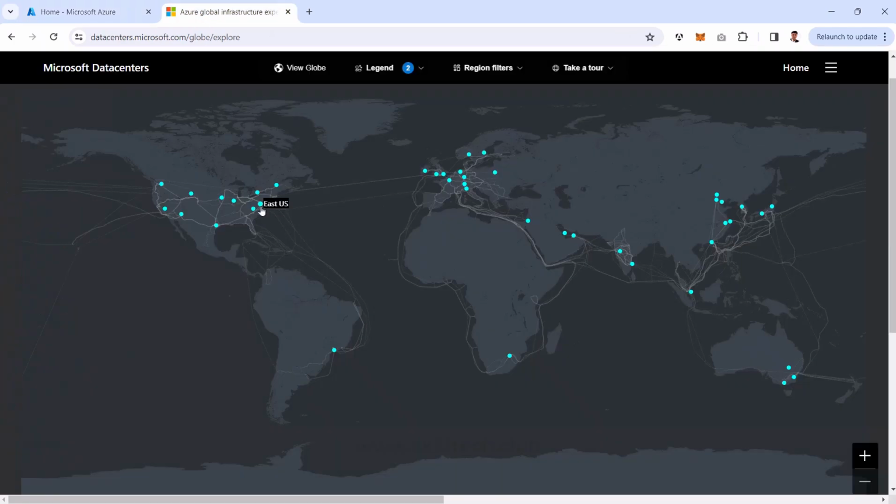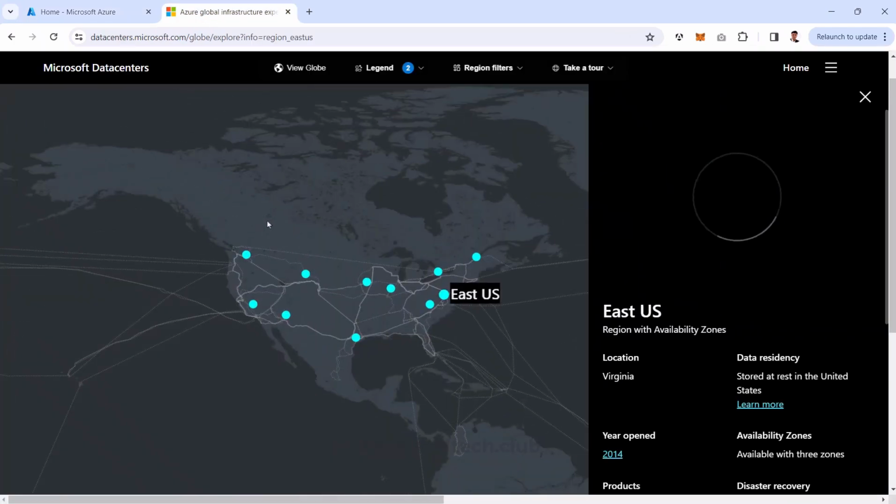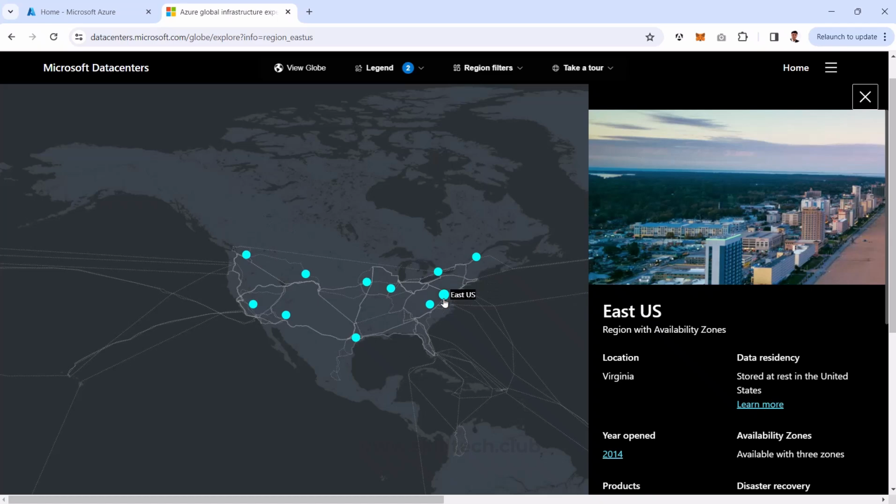Now each region here is a physical location. Like if I select the region East US, this is one region where Microsoft is going to have one or more data centers. Remember, not only one, there are chances in one region you can have 3 data centers also. Like East US is one region which is located in Virginia. They have 3 zones, which means they have 3 physical data centers available in that.